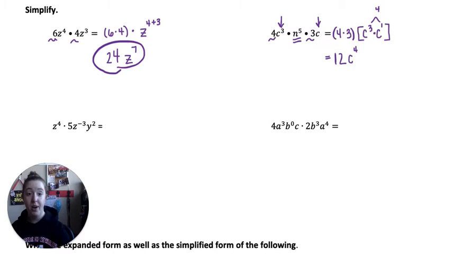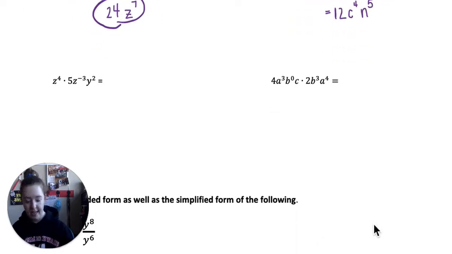N to the 5th right here, there's nothing else with n as a base. So he's just going to come along for the ride. So we'll end up with 12c to the 4th, n to the 5th for our final answer.